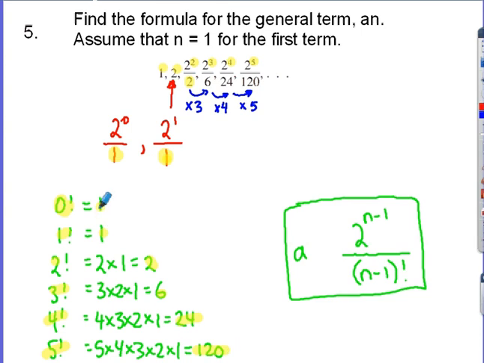So here are the numbers. Look, those are the denominators. So really, it's 0 factorial, 1 factorial, 2 factorial, 3 factorial, 4 factorial, 5 factorial. Let me just fix this up. So a_n equals this. The (n minus 1) factorial gives the denominator, and the 2 to the (n minus 1) gives the numerator.